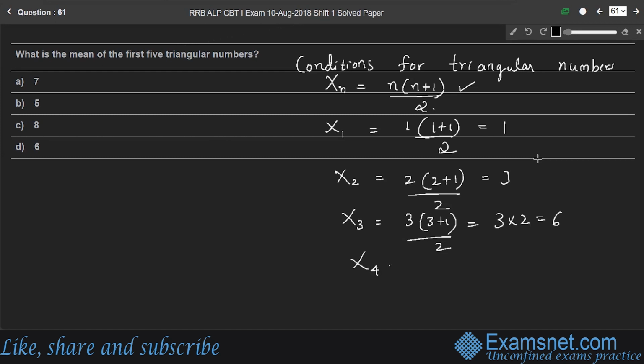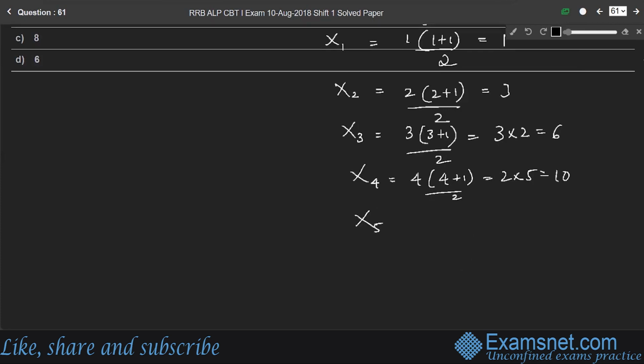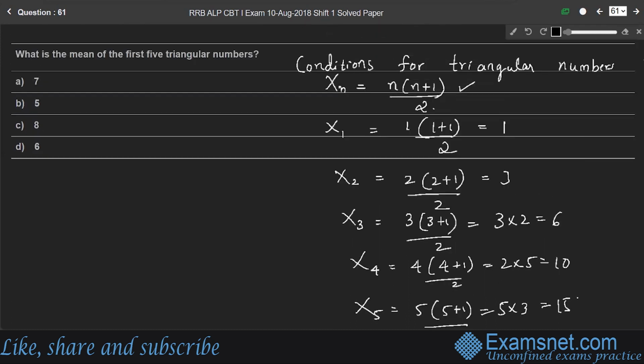And fourth triangular number is 4 into 4 plus 1 by 2. So which is 2 into 5, which is 10. Right? And the fifth triangular number x5 is, so 5 into 5 plus 1 by 2, right? So which is 5 into 3, 6 by 2 is 3, so which is 15, right? So these are first 5 triangular numbers, and this formula is for nth triangular number, right? Therefore, we have to find the mean of the first 5 triangular numbers.